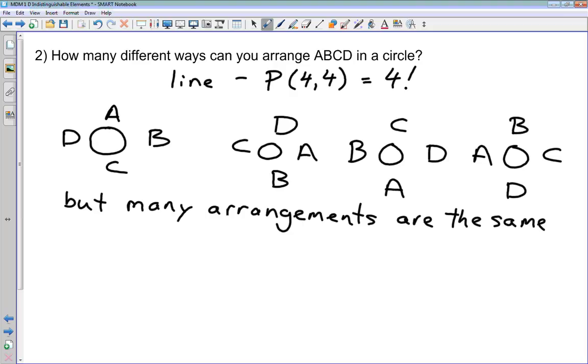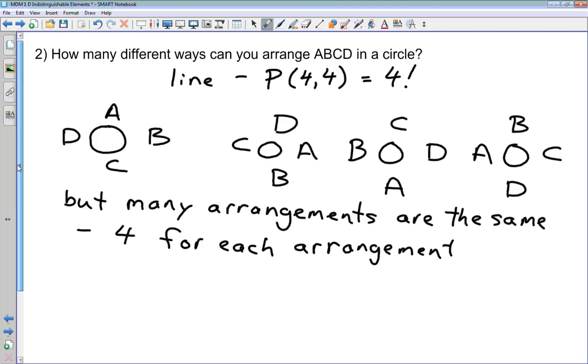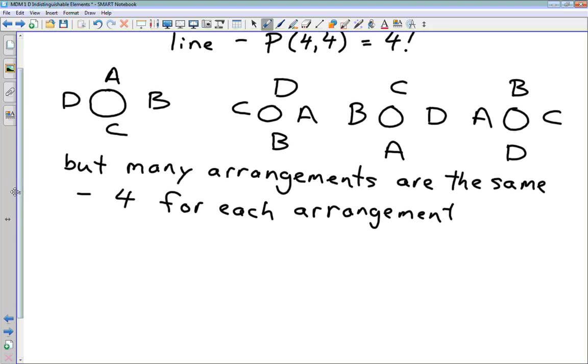So in fact, for any one arrangement, we get 4 arrangements in total, that is 3 other arrangements, that are exactly the same. Many arrangements are the same. Let's say 4 for each arrangement. So every time we make an arrangement, it turns out that 3 other ones in the list are exactly the same as that. So how do we figure out how many unique arrangements we have?